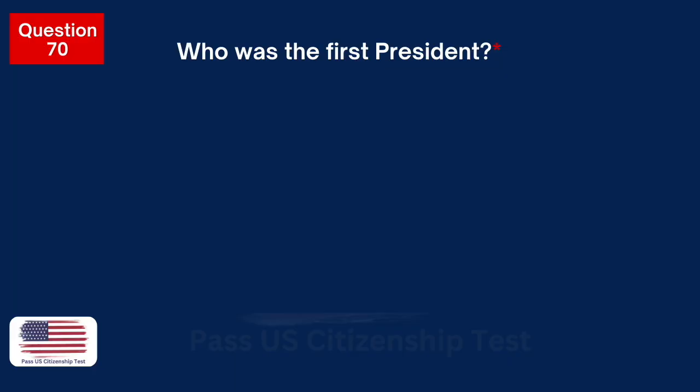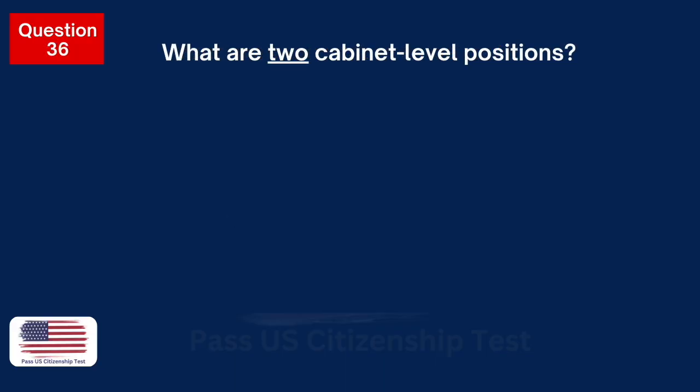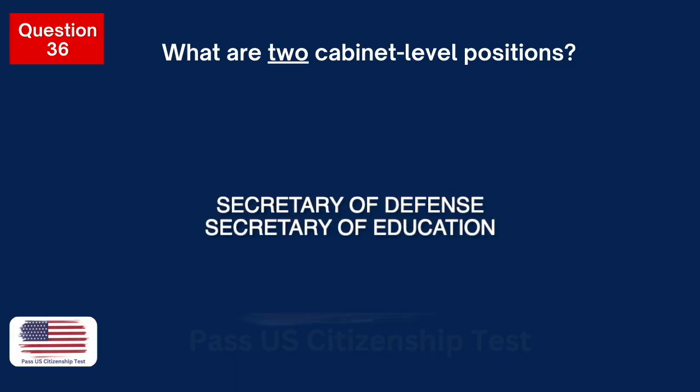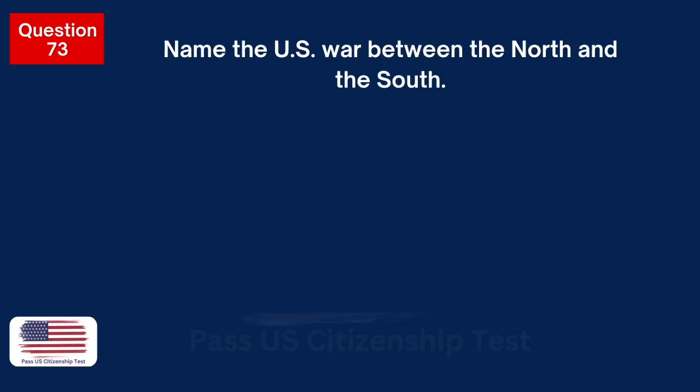Who was the first president? George Washington. What are two cabinet-level positions? Attorney General, Vice President. Name the U.S. war between the North and the South. The Civil War.